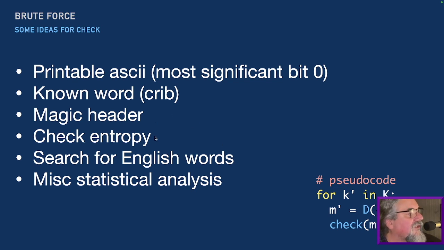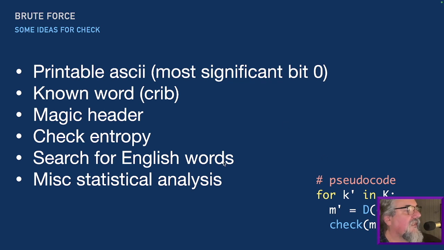We can check the entropy. That's the randomness of the ones and zeros in M prime. For the correct message, if it's, for instance, ASCII, then it will have a low entropy, because an English message written in the ASCII encoding is not purely random. But if you decrypt it with the wrong key, then the ones and zeros will be almost purely random. So it's easy to distinguish when you just check how random the ones and zeros are in M prime.